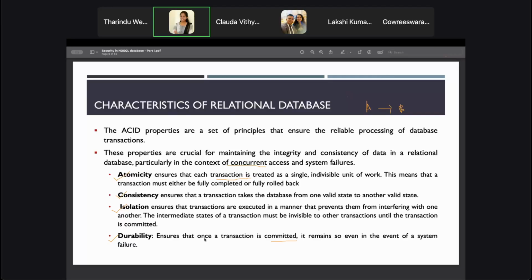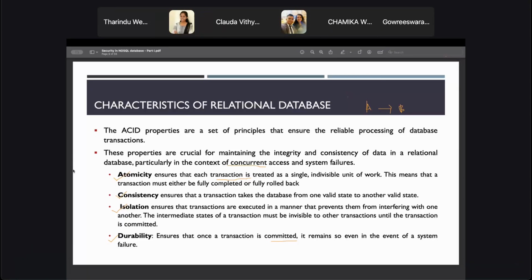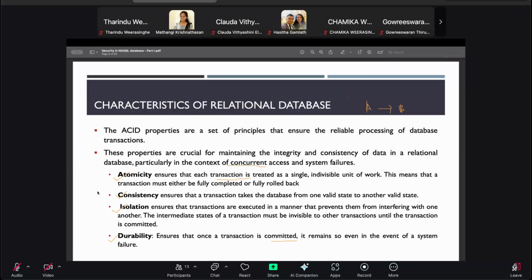So when it comes to a relational database, if you perform some transaction in the relational database, the relational database management system makes sure the transactions have ACID properties. It will follow all these four properties. Did you understand what you mean by ACID properties and how it works? Do you have any questions? No? Okay. Then we'll move on to the next one.